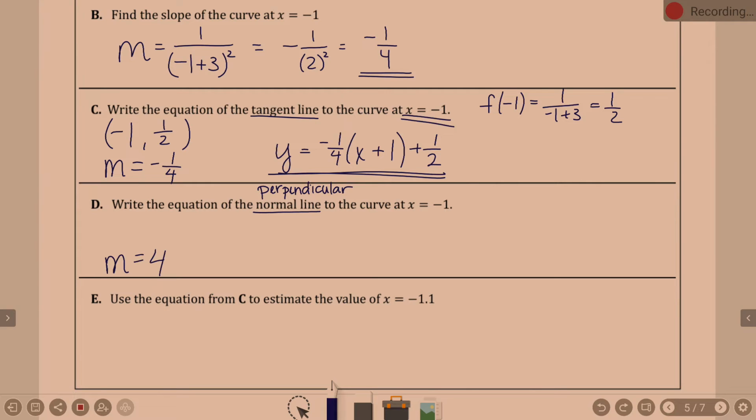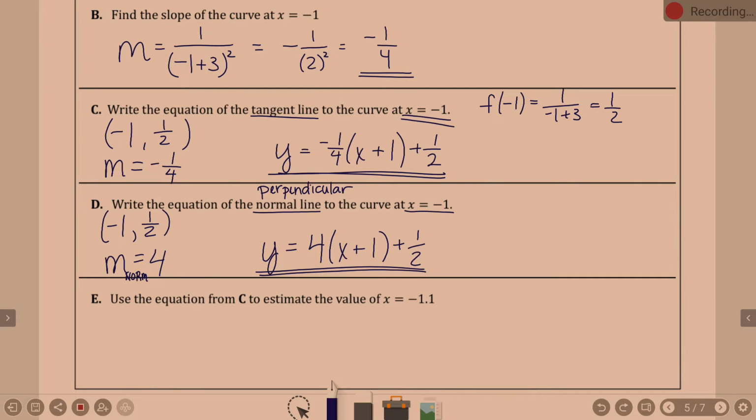What point should I use? It's the same one. Yeah, -1. Yeah, it's at x equals -1, but is that going to change the ordered pair? No, it's the same graph. So this is going to be (-1, 1/2). Okay, so you got your answer? y equals 4 times the quantity x plus 1, plus 1/2. That really is going back to Algebra 1, isn't it, guys? Yeah. And I guess I should say this is my m sub norm there for my normal slope.